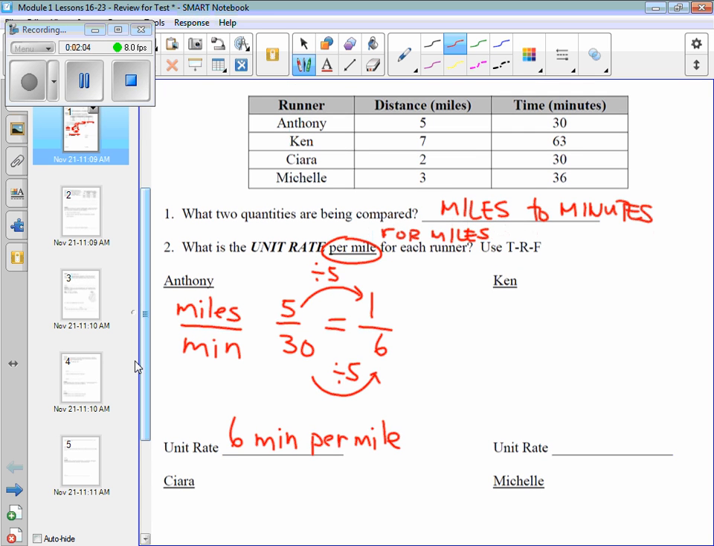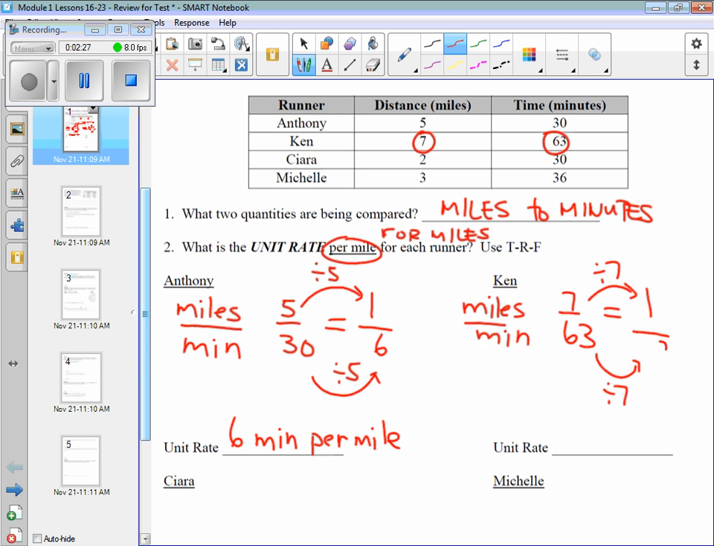Now for Ken, miles over minutes. And Ken is going to be 7 to 63. And when we do the division factor, it's divided by 7. And that's going to give you 1 to 9. So his mile takes 9 minutes.